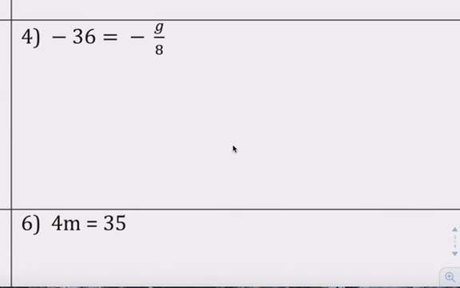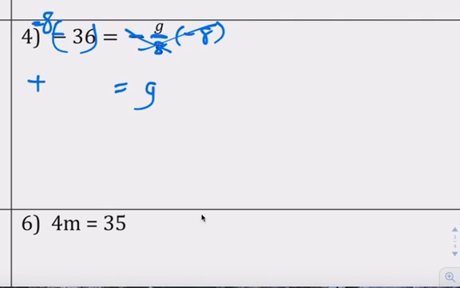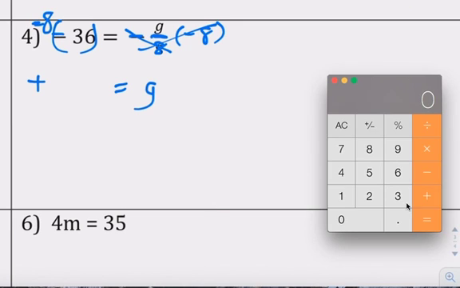Okay, wake up. This is divide, so you have to multiply by -8 to both sides. Divided by and multiplied by -8. Cancel that out. You have left G equals a negative and a negative. It's a positive. 36. $288.